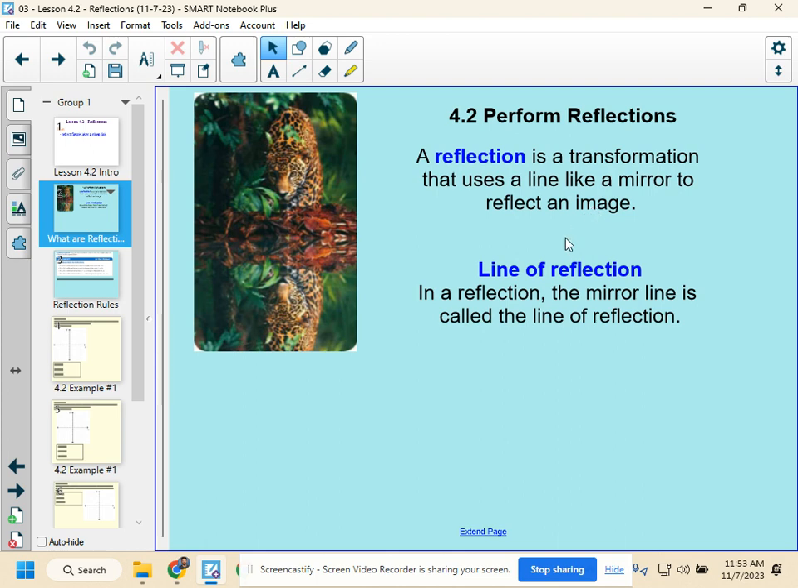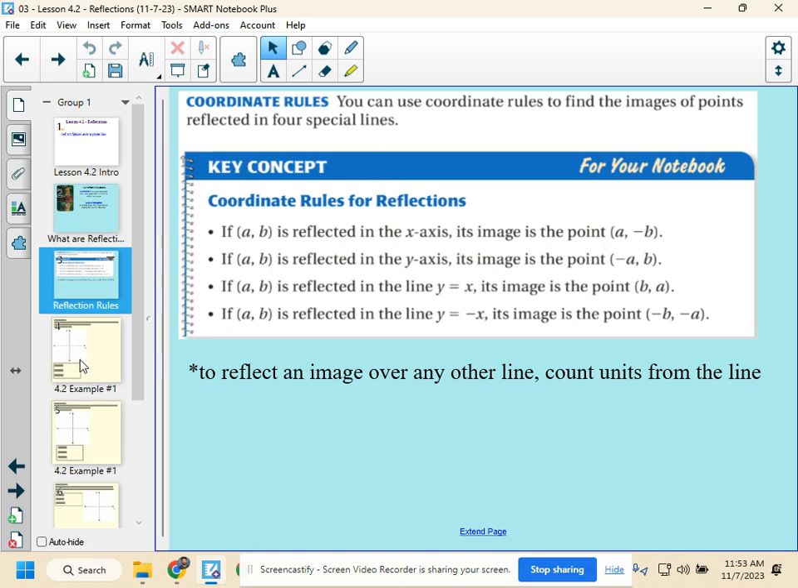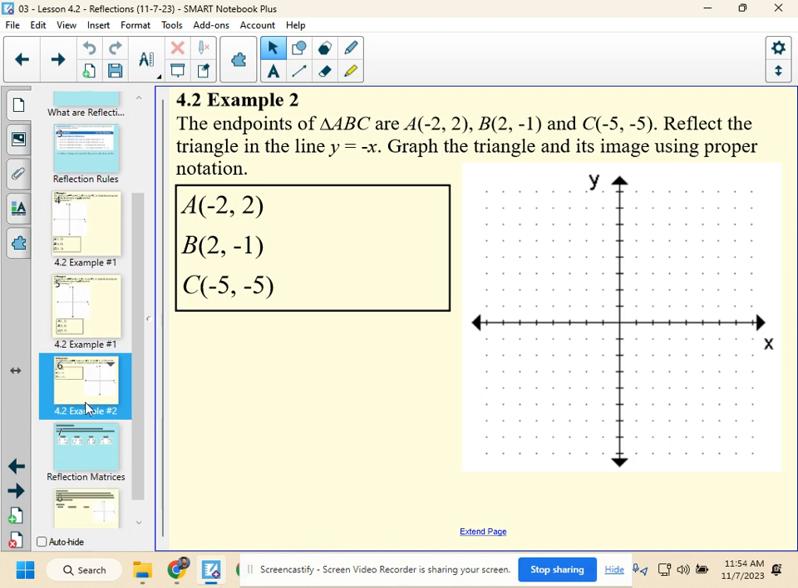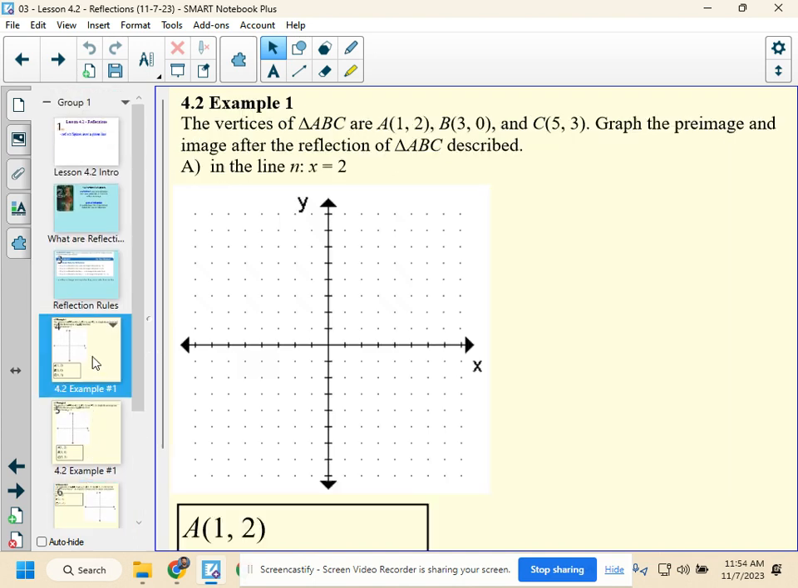And then the other vocab that goes with this, a sub vocab word, is the line of reflection. So what line are we going to be flipping over, basically? We call that the line of reflection. There's a couple different ways we're going to do reflections here. Let's start with rules, and then I've got it all set up with some examples. There's some different ones we'll go through here. It's not super long.